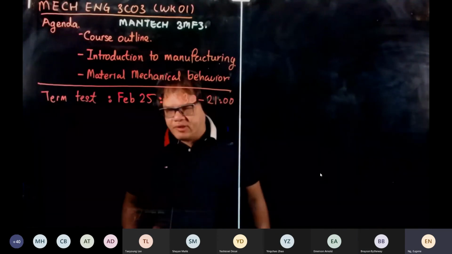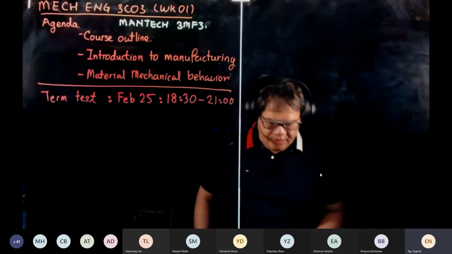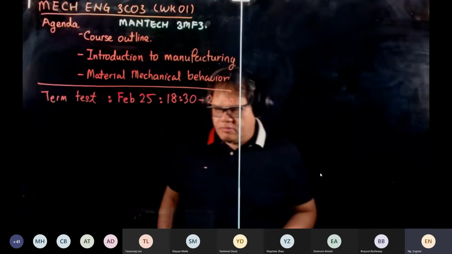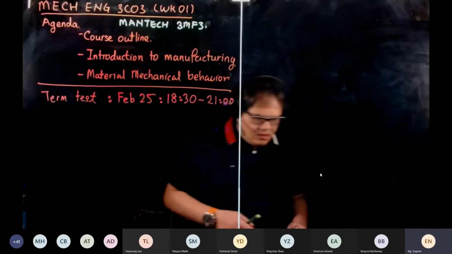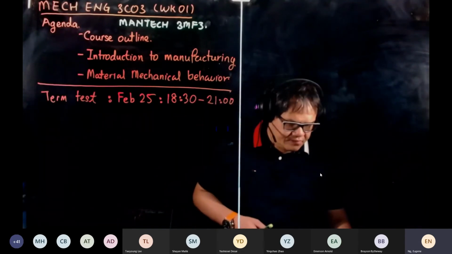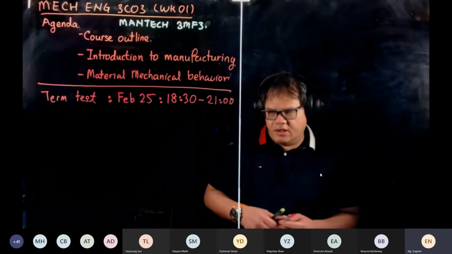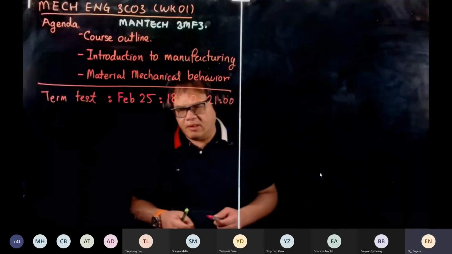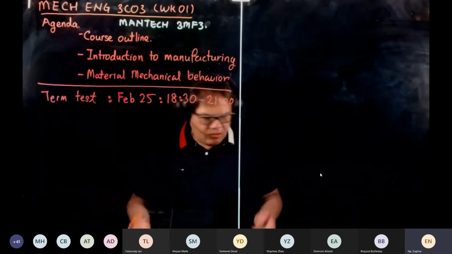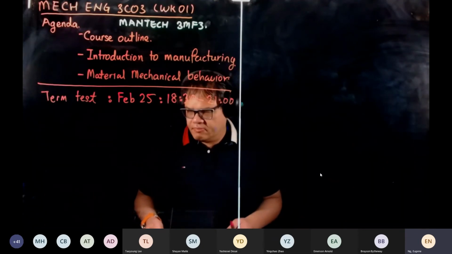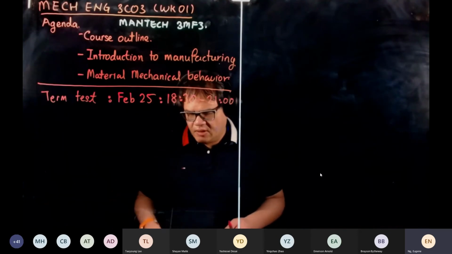So the agenda for today is we're going to go over the course outline, and then we're going to talk about introduction to manufacturing. Then we're going into material mechanical behavior. Before we go on, put this down on your calendar: the term test is on February 25th, the week after the reading week. All your lectures will be done in a synchronous manner, like now.